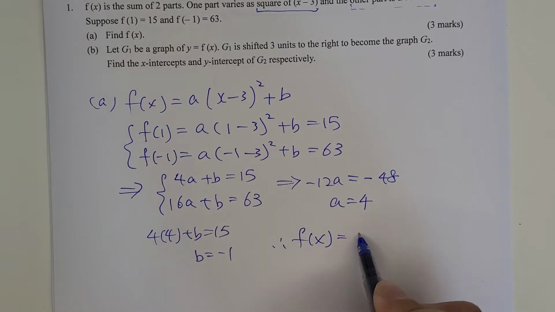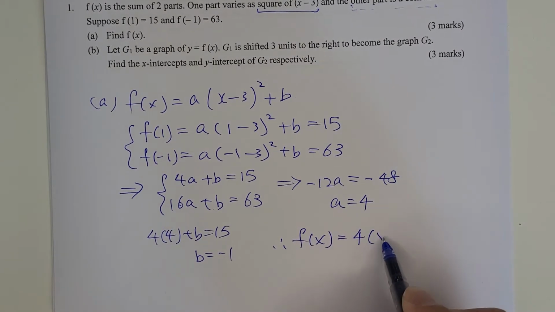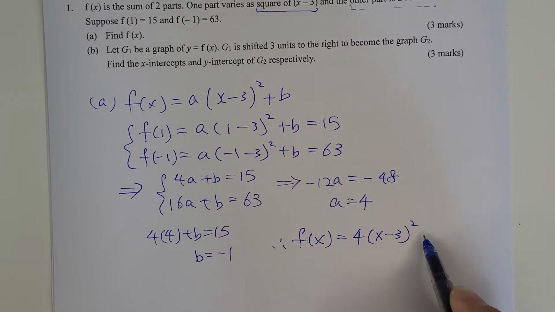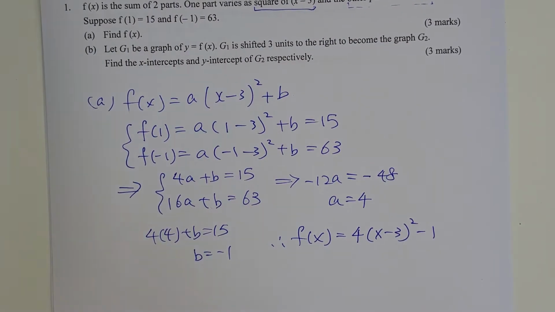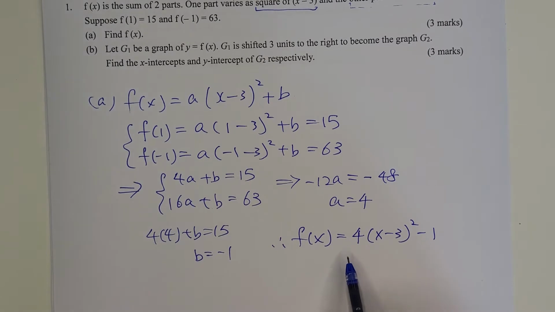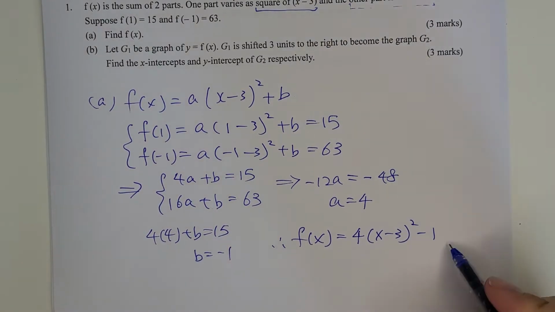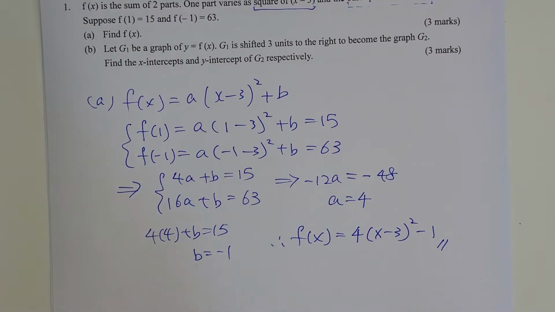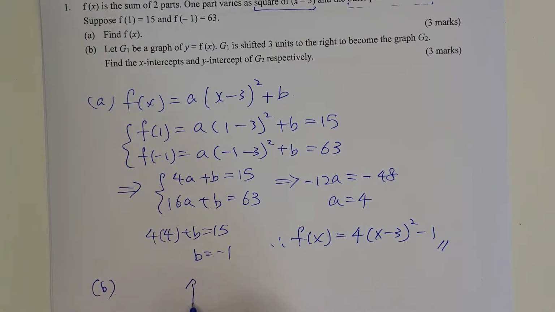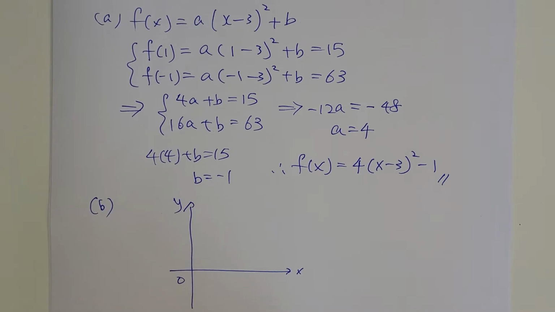And therefore, write down the final answer. f(x) can be written as 4 times (x minus 3) all square minus 1. We call this one the vertex form. Okay? So that's the end of part A. So go to part B. Originally, you can consider the graph y equals f(x). That means g1.